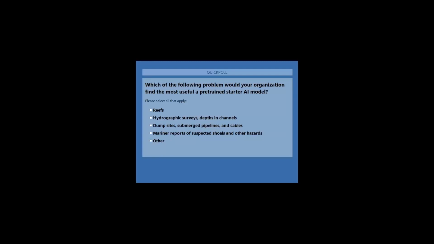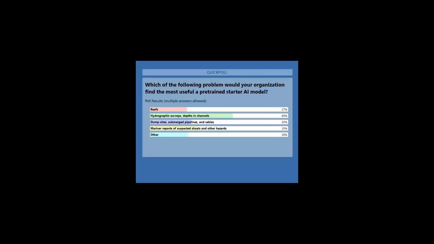We're curious what the audience would like to see on their Christmas wish list for a pre-trained AI, maybe. It's not a promise, but we're really interested in looking at what would be the most useful with our limited resources. Okay, Kelly, it looks like we have the majority of the audience voting on what their favorite AI would be for 2022. So you want to share those results? Great. It looks like by far the largest pre-trained AI would deal with hydrographic surveys, depths and channels, followed by mariner reports of suspected shoals. And then in third place is dump sites, submerged pipelines, and cables.